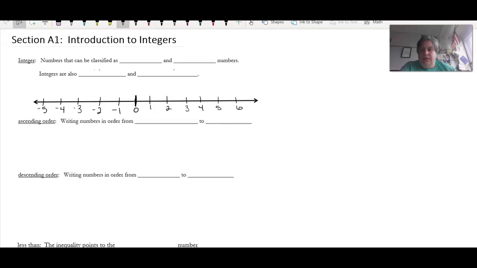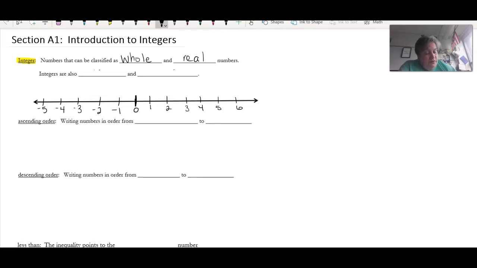Okay, so what we're going to be doing for this section is we're going to be having an introduction to integers. So first of all, we need to know what an integer is. An integer is a number that can be classified as a whole number and a real number.